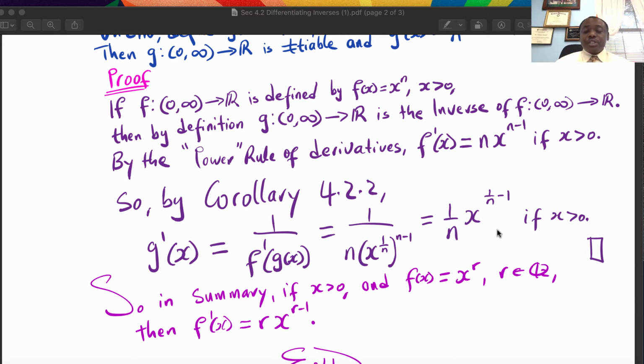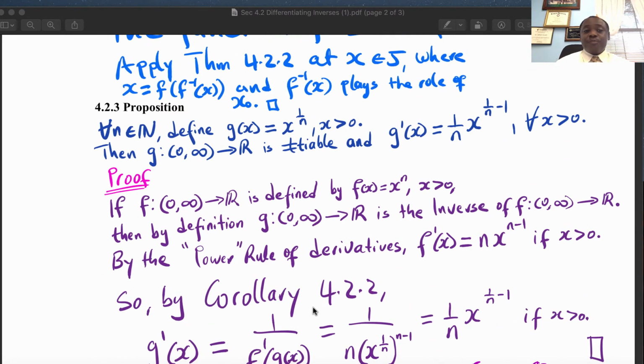So putting all of that together, what we are simply saying is that if x is greater than 0 and f of x equals x to the r, where r is a rational number, it doesn't matter whether it's an integer or a natural number, as long as it is a rational number, the first derivative of f would simply be r x raised to the r minus 1, and that brings us to the end of the proof of proposition 4.2.3. Now let's talk a little bit about composition and then we would be done.